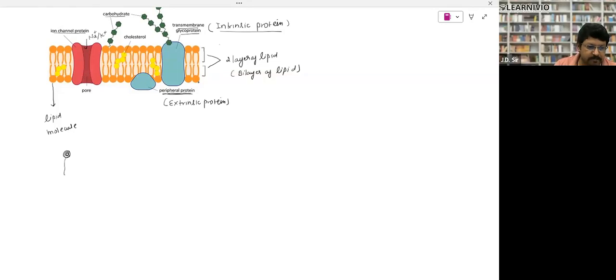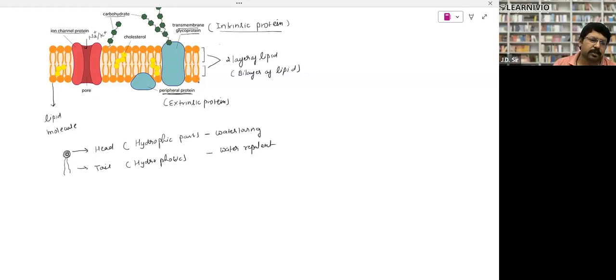This head, and this is the tail. This head part is hydrophilic, and this tail part is hydrophobic. What does it mean by hydrophilic and hydrophobic? Hydrophilic is water loving, right? And hydrophobic is water repellent. So these parts are the hydrophilic and hydrophobic. Is that clear, Martin and Alia?